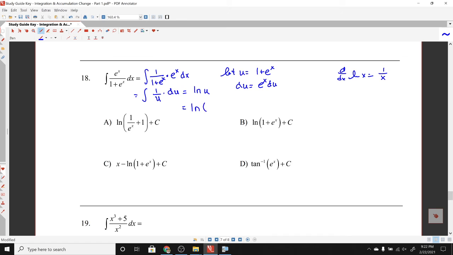Replace the u back in. Don't forget the plus c. And I get the ln of 1 plus e to the x plus c.